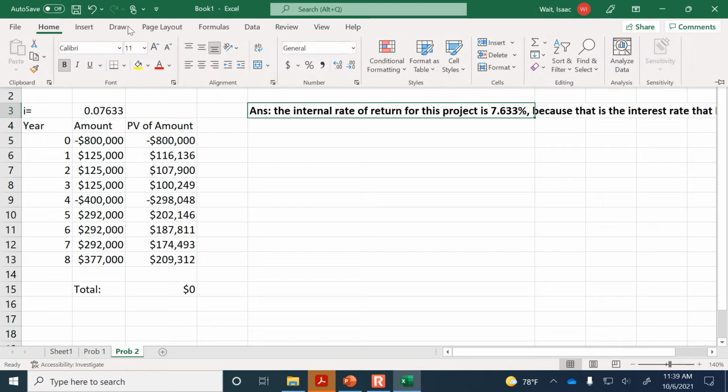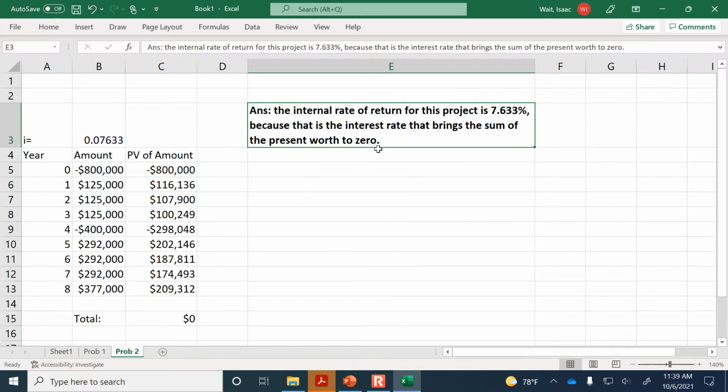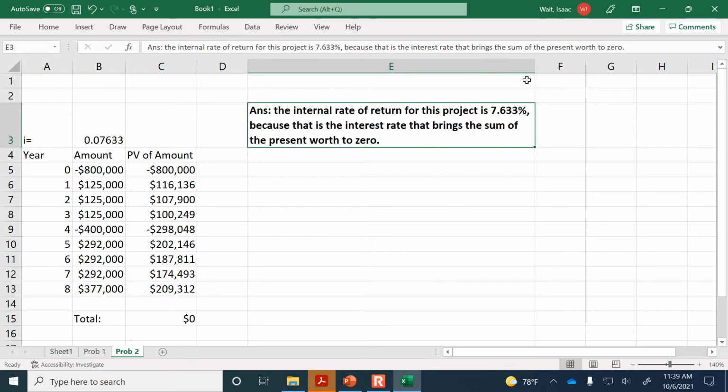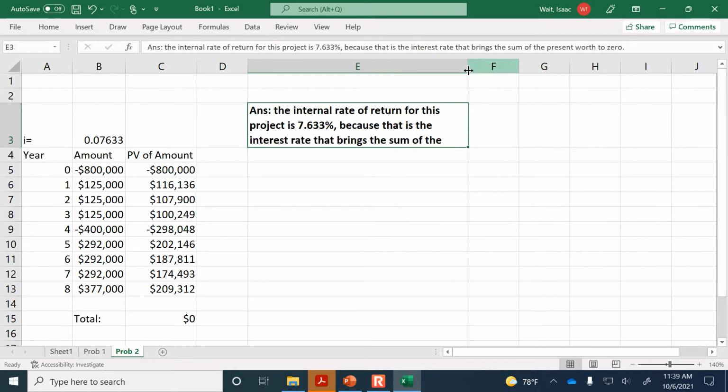Let me do this text wrapping, and then it won't go so wide if I do the text wrapping, which is that button. You can make it however wide you want.